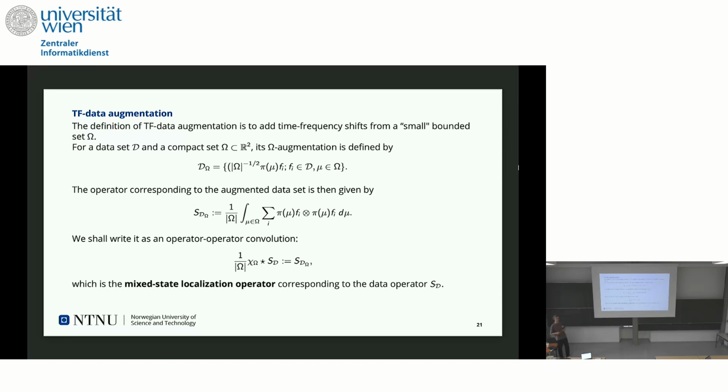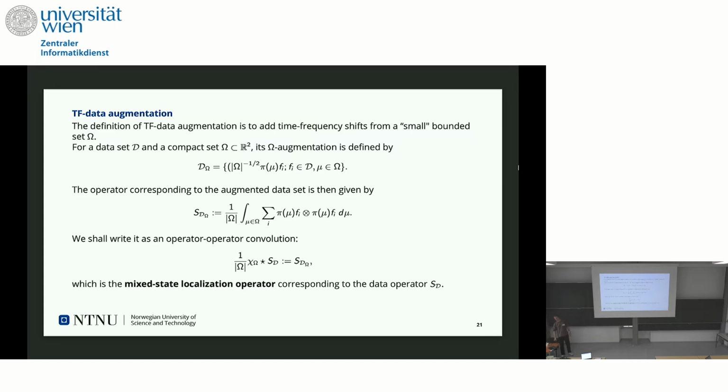I've kind of mentioned this interpretation of our operator representing a data set. One concrete example of quantum harmonic analysis in data analysis is if we were to consider the time frequency augmentation of a data set. By time frequency augmentation, we mean adding to our data set small perturbations of the data points in the time frequency setting. So for every Fi, we also include these time frequency translations of Fi for some small domain.